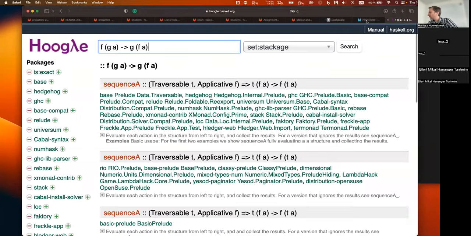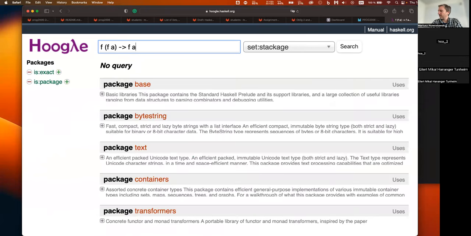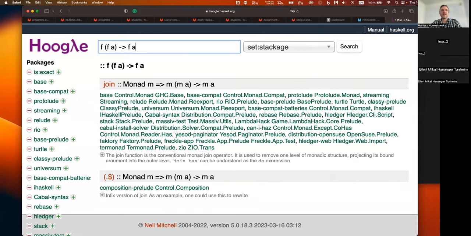Okay, you may not know. So if you don't know, again, we have to search. So we have the outer structure and the inner structure, and they are the same. And we want to turn it into a flat single thing, right? And here is your answer. It's join.